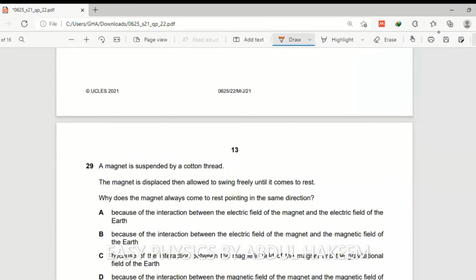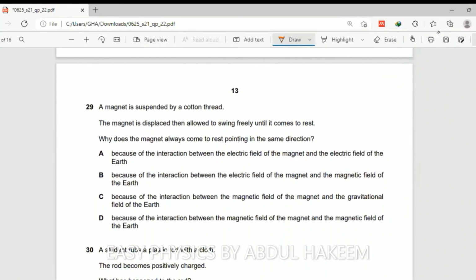Now, next question, question number 29. A magnet is suspended by a cotton thread. The magnet is displaced, then allowed to swing freely until it comes to rest. Why does the magnet always come to rest pointing in the same direction? Because of the interaction between the electric field of the magnet and the electric field of the earth? No, the earth has no electric field.